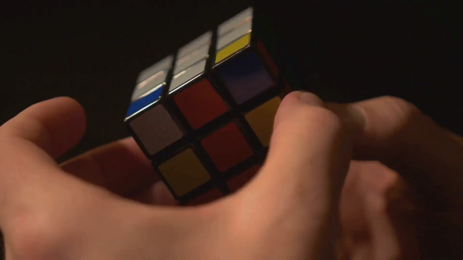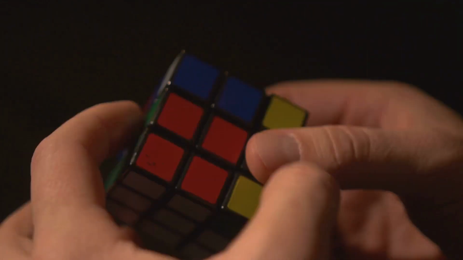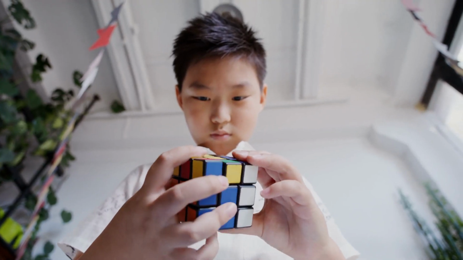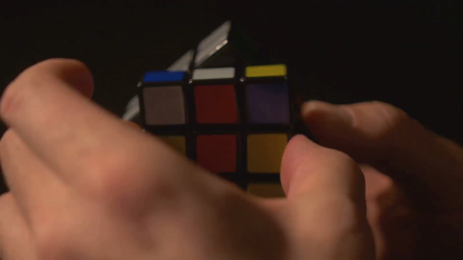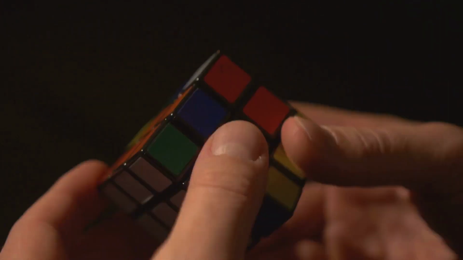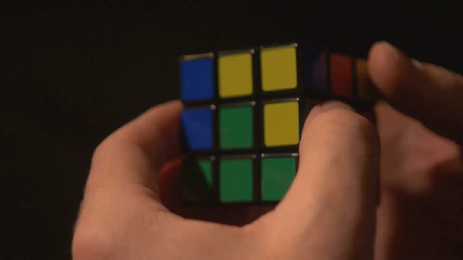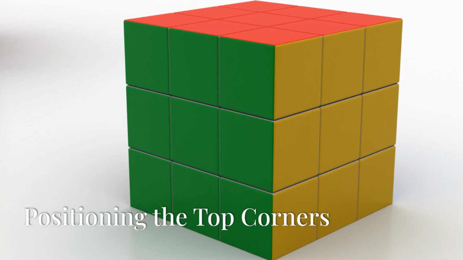These algorithms allow us to swap adjacent edges on the top layer without disrupting the yellow cross we've worked so hard to create. This stage is a bit like a game of chess. You need to think a few steps ahead, anticipating the outcome of each algorithm you apply. But with practice, you'll develop the foresight and strategic thinking needed to solve this puzzle.